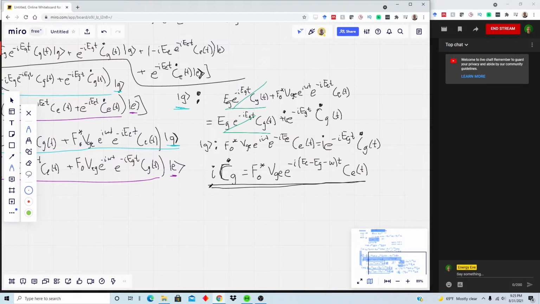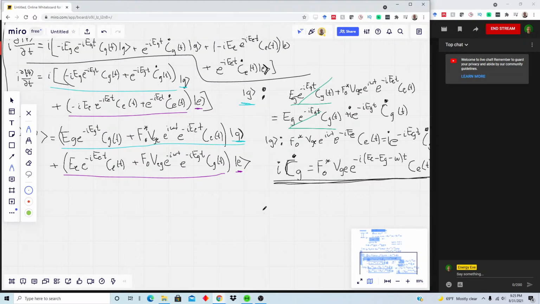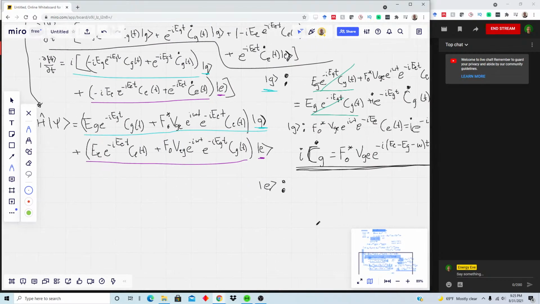What we'll notice is that this is going to be a coupled equation because the time derivative of c_g is going to depend on c_e. But now what we need to do is solve for the e terms. So we'll save this equation here for now and solve for the e terms. And so for this, we have this whole mess right here.